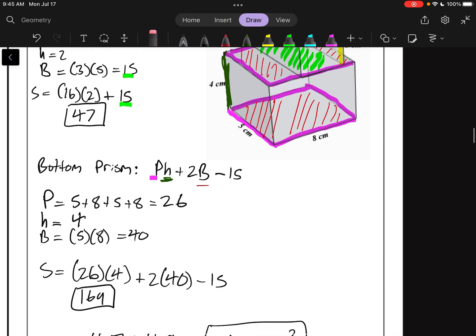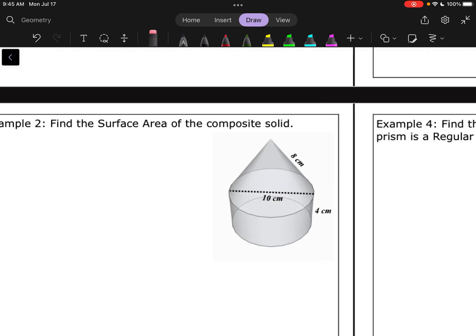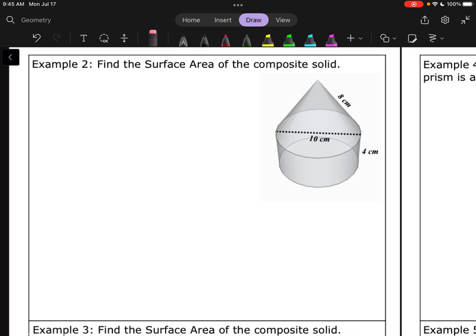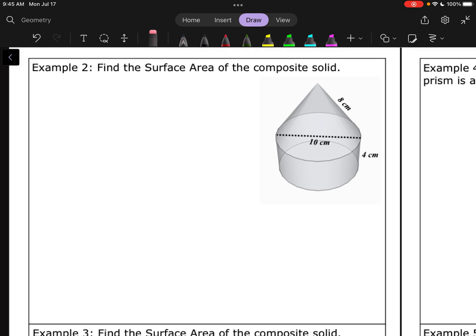Okay, let's go to the inside. Try a few more. All right, so what do we got going on here? Find the surface area of the composite solid. Looks like we got ourselves a little cone sitting on top of a cylinder. All right, so let's talk about the cone. First question, is every side of the cone exposed? The answer is no. The circle is not exposed because the circle on the bottom, the base of that cone, is being covered up by the cylinder.